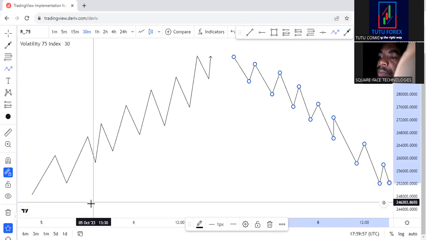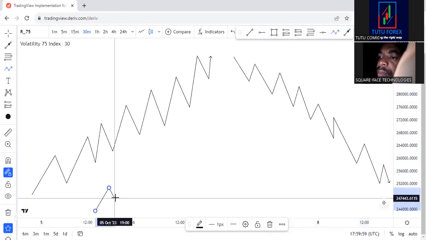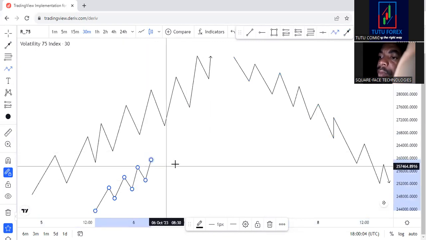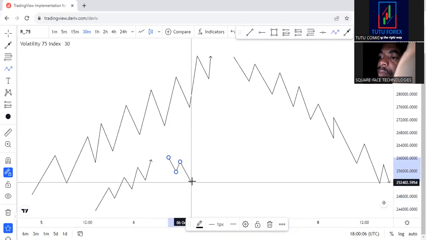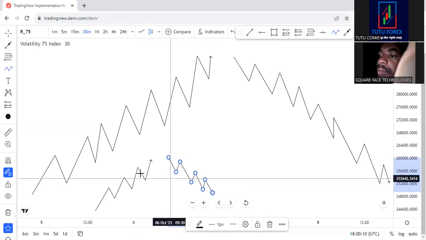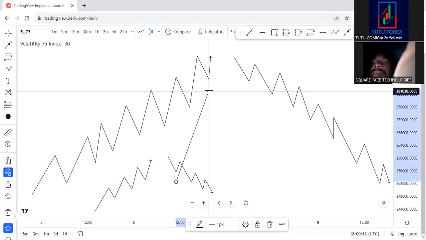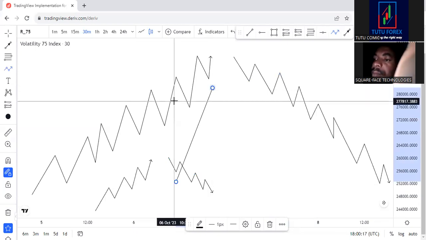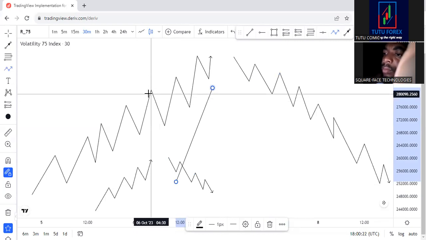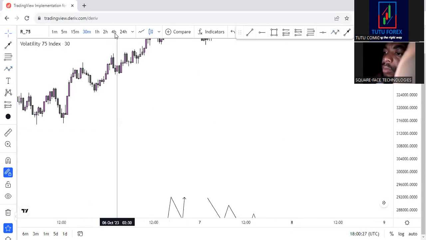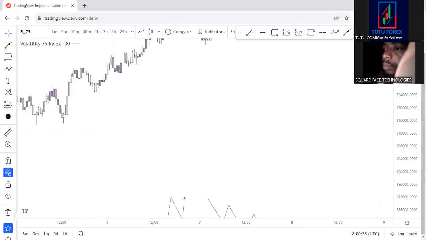Because there can be a situation whereby price is showing uptrend on a higher time frame, and you can go to a lower time frame and it's showing you downtrend. Meanwhile, the overall trend of the market on the higher time frame is uptrend. So that is the reason it's advisable for us to identify the trend of the market from the higher time frame, right?